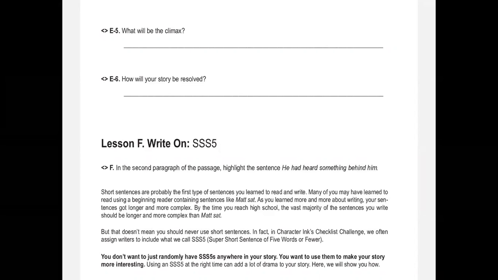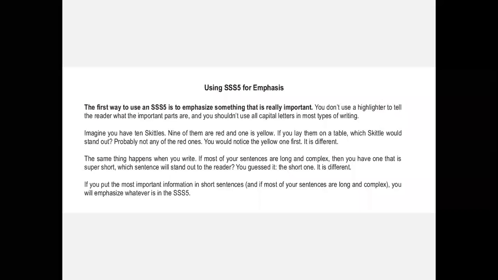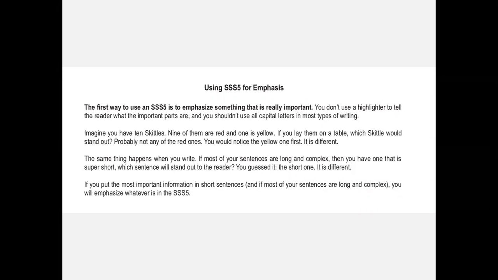All right, but when it comes to story writing, and really when it comes to anything, at first we let kids put their SSS5 in anywhere. Then we teach them placement, right? We don't want kids at this level to just put in SSS5 anywhere. We want it to add drama to their story. So one way that they can do this is to use SSS5 for emphasis, and this lets it emphasize something that's really important.